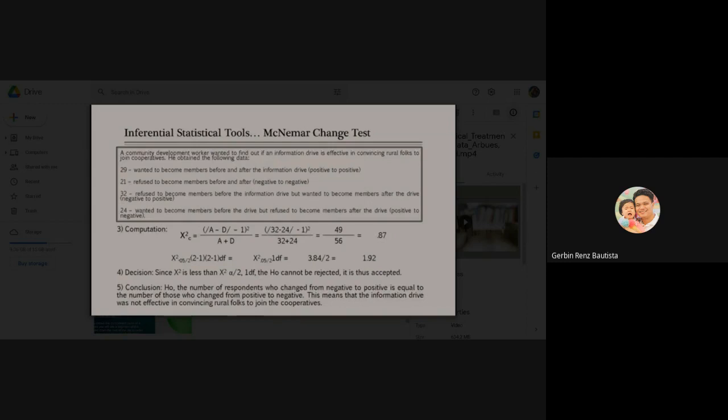The conclusion here is that the null hypothesis holds: the number of respondents who change from negative to positive is equal to the number of those who change from positive to negative. This means that the information drive was not effective in convincing rural folks to join the cooperatives.